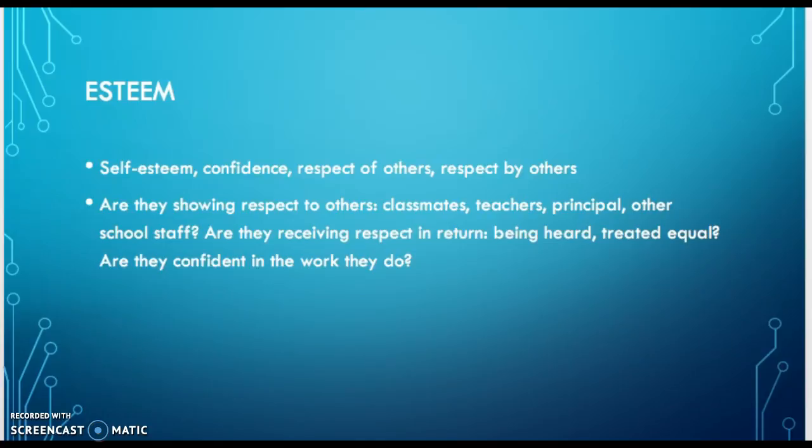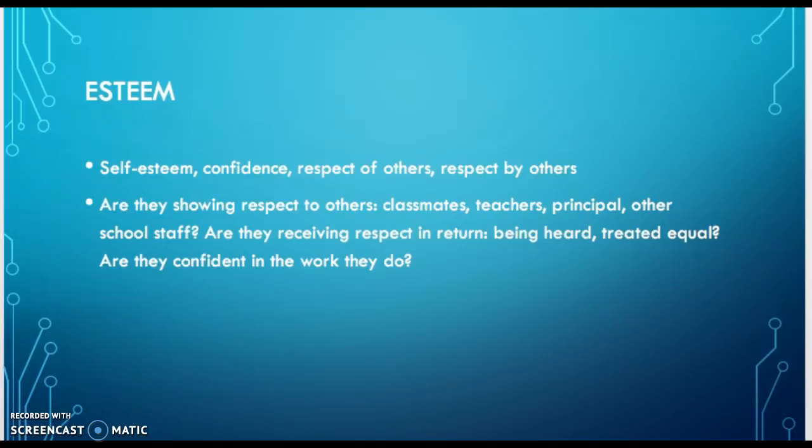Are they showing respect to others, like the classmates, teachers, principal, other school staff? But also, are they receiving respect in return? Are they being heard? Are they being treated equal? Are they having a hard time with classmates, are there bullies on them? And are they confident in the work that they do? Are they just turning in work just to be done with it? Or are they actually confident in what they're doing?